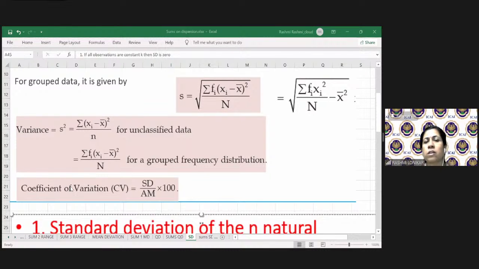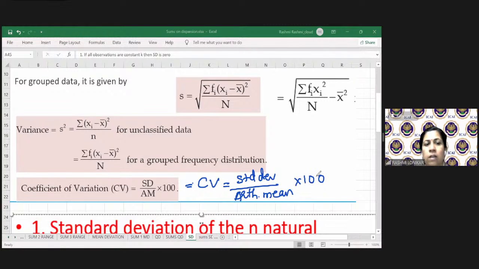Then very important, you will get a sum on coefficient of variation. So ये जो coefficient of variation है वो क्या होता है? Standard deviation upon arithmetic mean. इसका फुल फॉर्म क्या है? इसको बोलते हैं CV, coefficient of variation, which is represented by standard deviation upon arithmetic mean into 100.